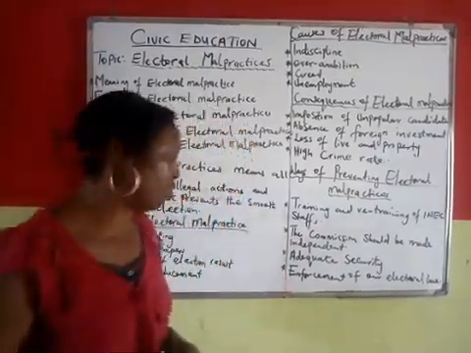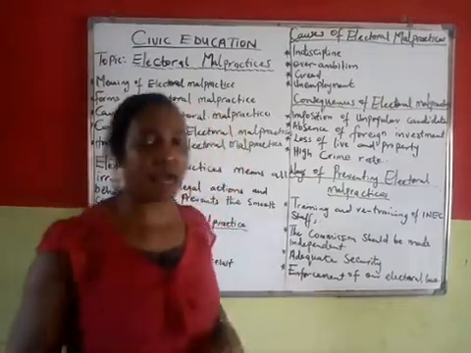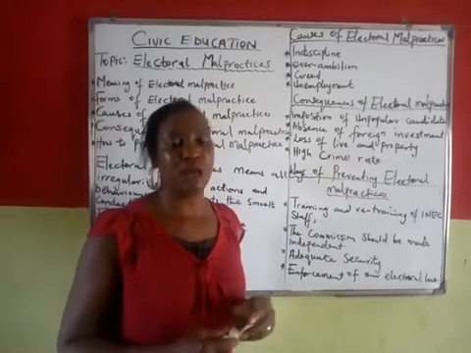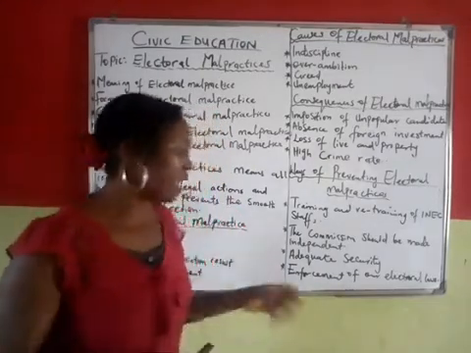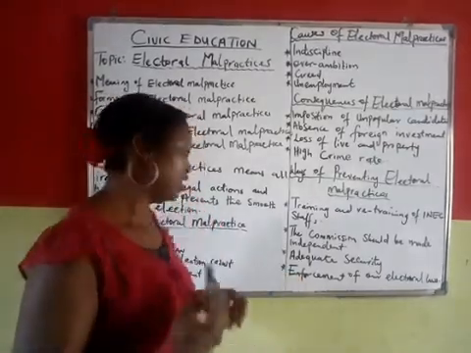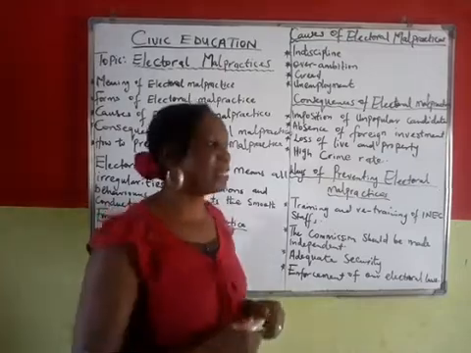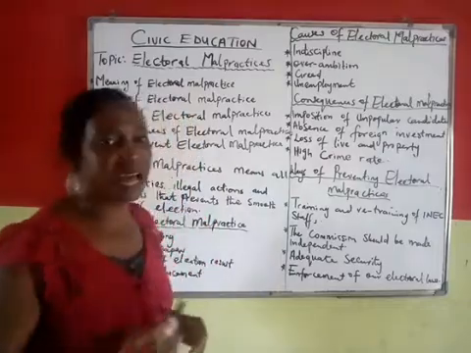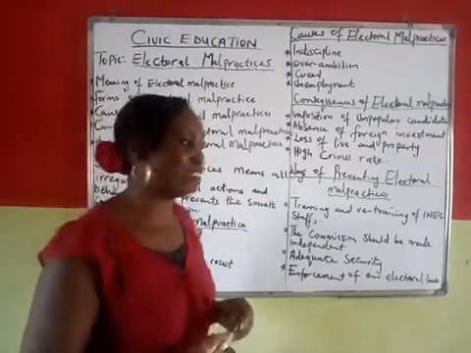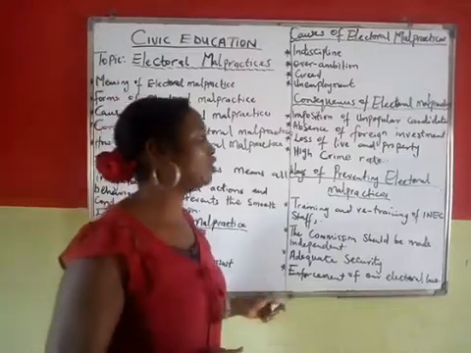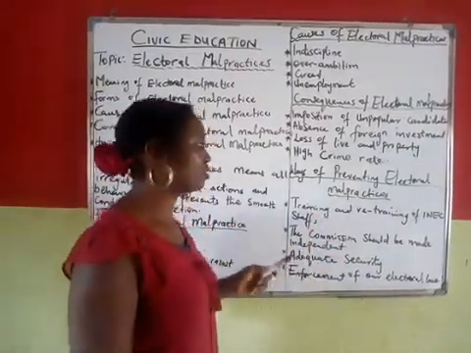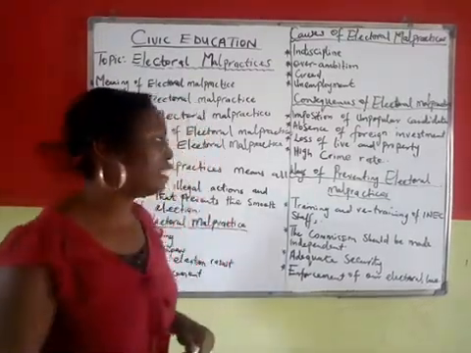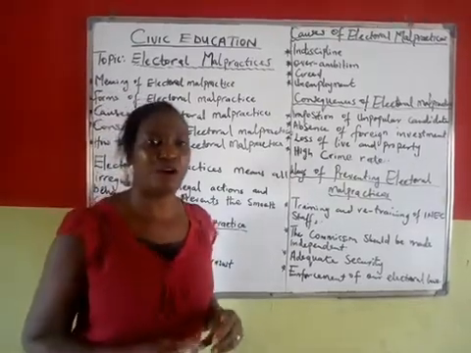Then the last one we have on the board is the enforcement of electoral law. Our problem in our country, we keep saying, is that we have a lot of laws, but the problem is how to implement them. We have these laws, but we need them to be enforced. By the time we enforce our laws, you will find out that those that perpetrate evil, those that are out to commit one crime or the other, will be restrained. And then at the end of the day, our election will come out smooth, free, and fair. So these are some of the ways we can prevent electoral malpractice on the day of election.